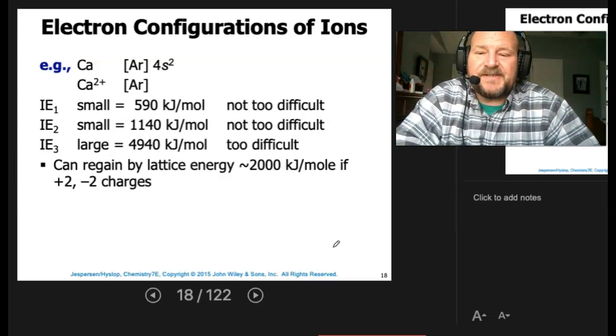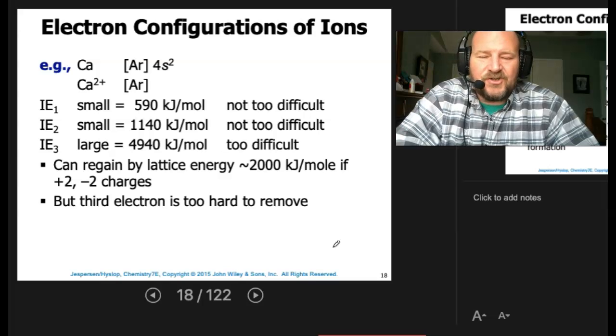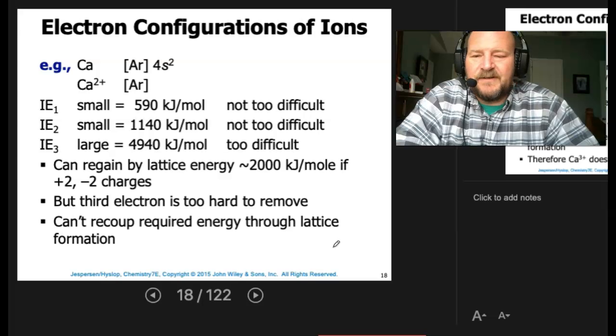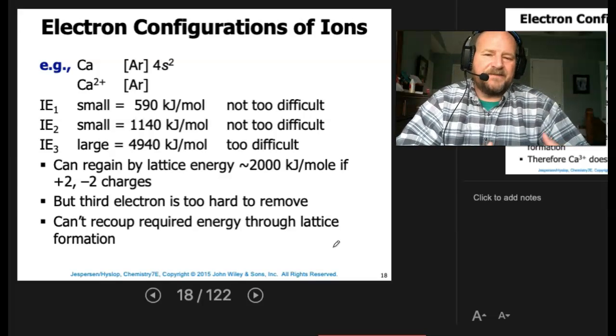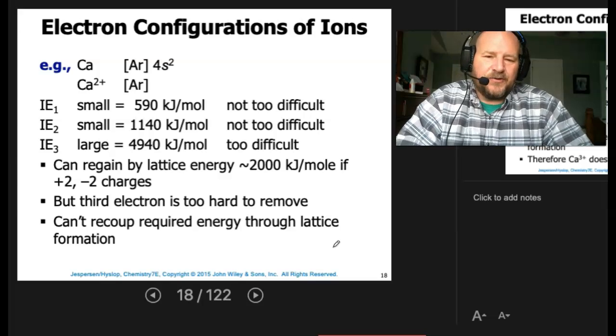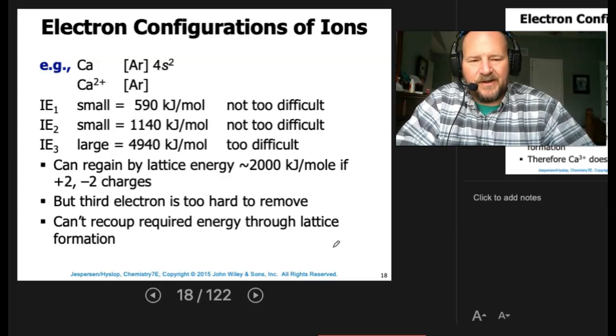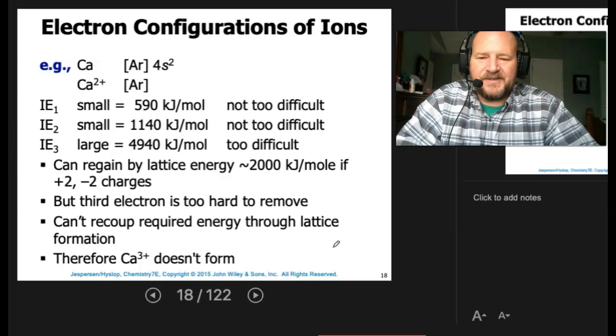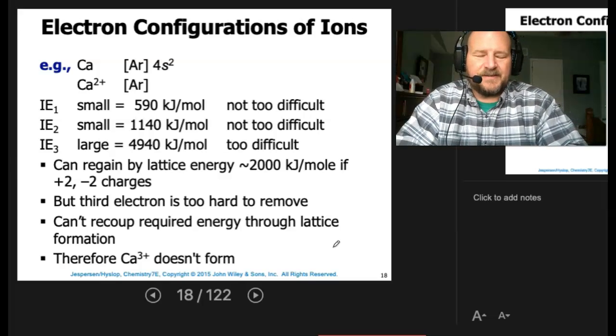Okay, and here we're doing a little bit over 1600, 1700. But that third electron, way too hard to remove. Can't recoup any kind of required energy through a lattice formation. So forming a lattice is not going to give us the payoff, the dividend of the investment of pulling that third electron out. All right, we get good payoff for the second one, no payoff for the third one. Therefore, calcium 3+ doesn't exist, doesn't form.